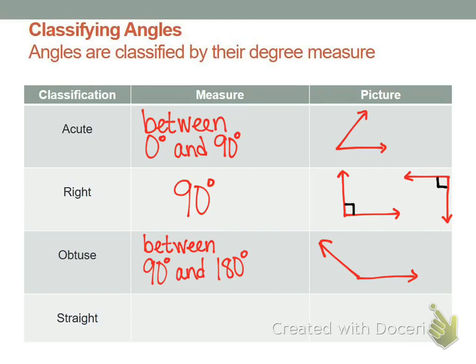What about a straight angle? Paris? Exactly 180 degrees. A straight angle is really just going to look like a line. It will have arrows on the ends. Sometimes you'll see a point in the middle labeled as the vertex so that you can talk about it. But a straight angle looks like a straight line, has a measure of 180 degrees.